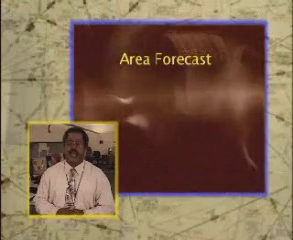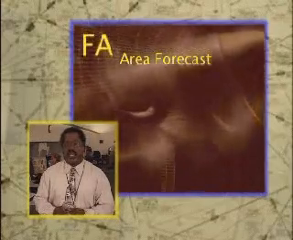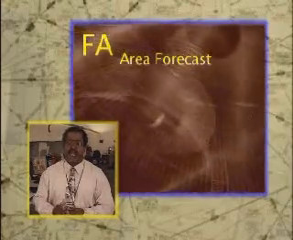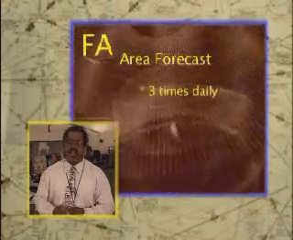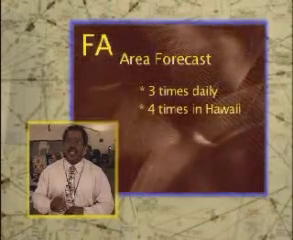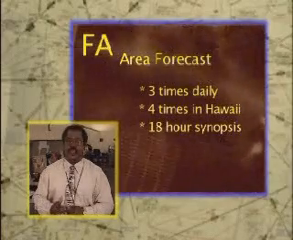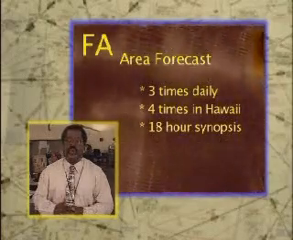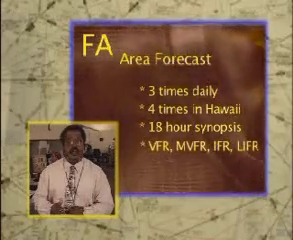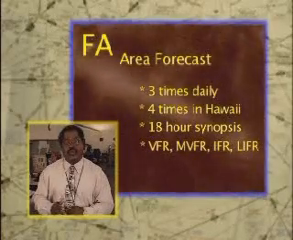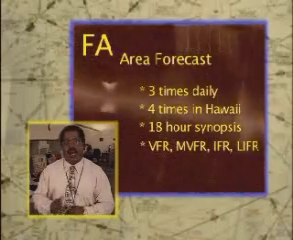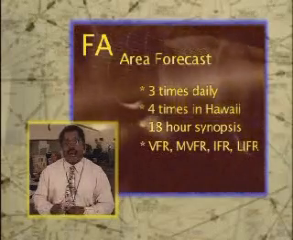The area forecast, abbreviated as FA, is used extensively by flight service and is prepared 3 times daily and 4 times in Hawaii. The area forecast is an 18-hour synopsis of expected weather patterns with a 12-hour forecast of VFR, cloud cover, and a 6-hour categorical VFR, marginal VFR, IFR, low IFR outlook.